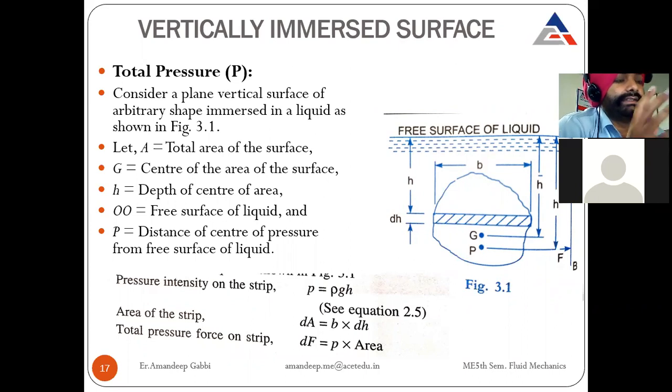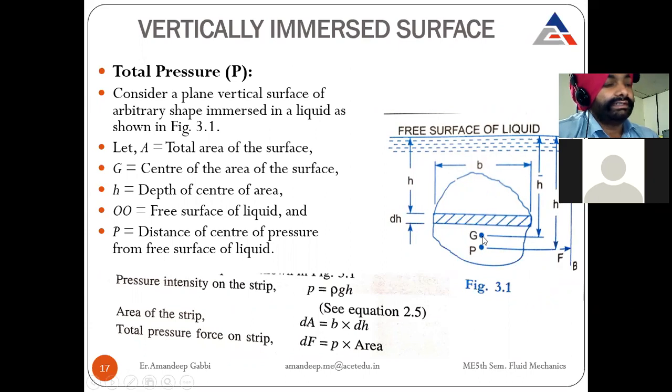we will take a random shape body that is being immersed inside a liquid. This shape is a random shape, any shape, a rectangle, sphere. Now in this we have assumed a small strip of thickness dh, right?